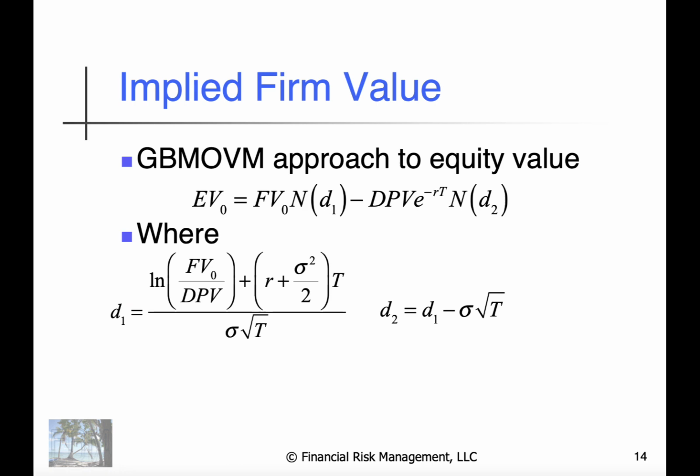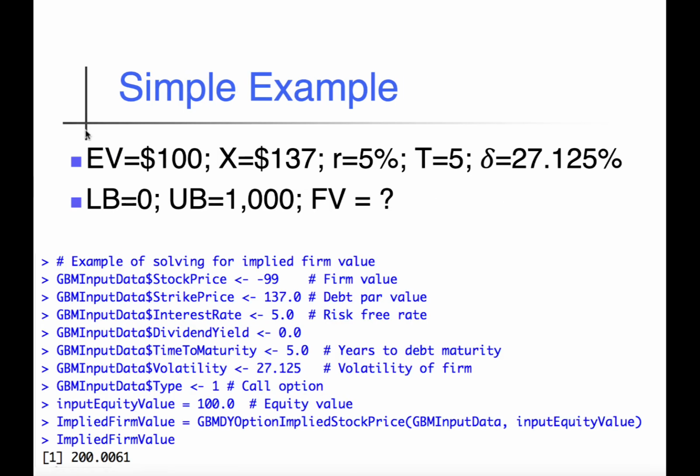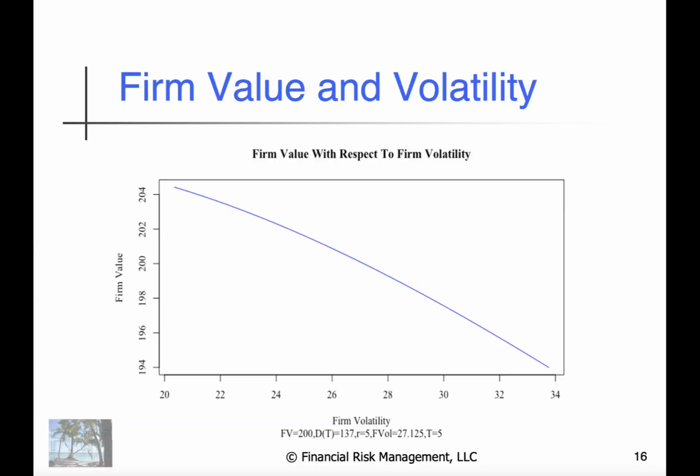And so the modified GBM OVM model would look something like this. And basically, given these parameters, what is the firm value? The equity value, remember, is the call option. Well, these parameters were selected in order to get a firm value of $200. And so if the equity is worth 100 and the firm is worth 200, we have a debt to equity of 50%. And depending on firm volatility, you can look at the behavior of the firm value. As firm volatility goes up, we see the firm value actually declines.